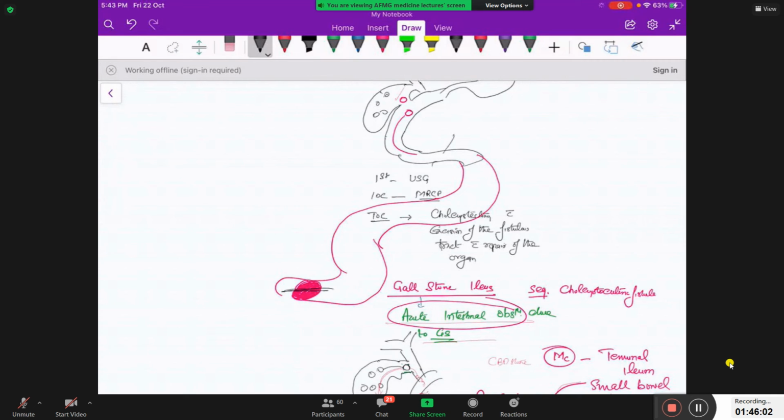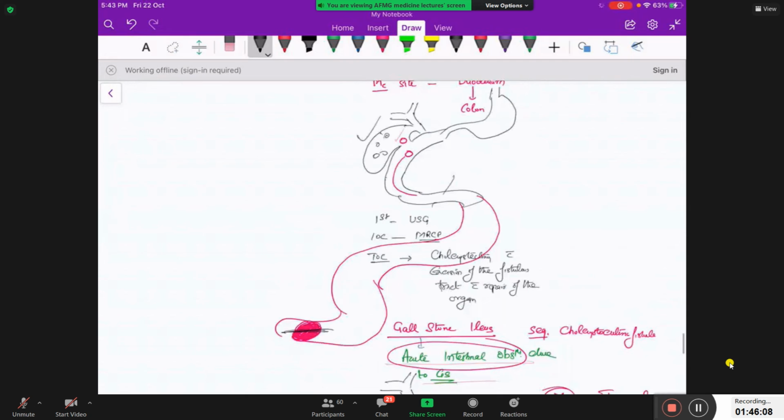The second option I have is I do enterotomy, remove the stone and do cholecystectomy with excision of the fistula and repair of the organ in the same sitting.